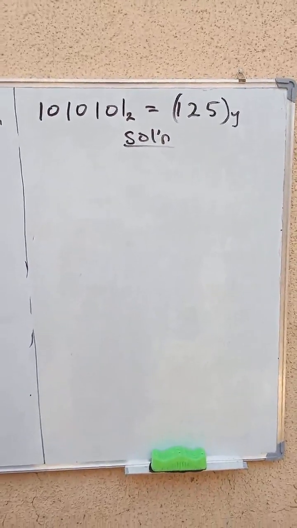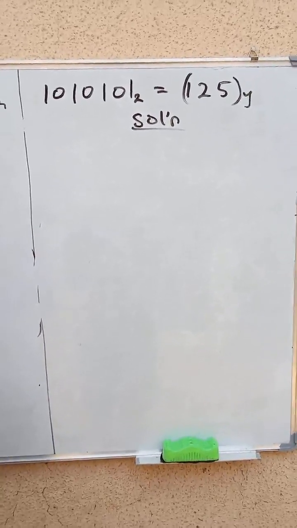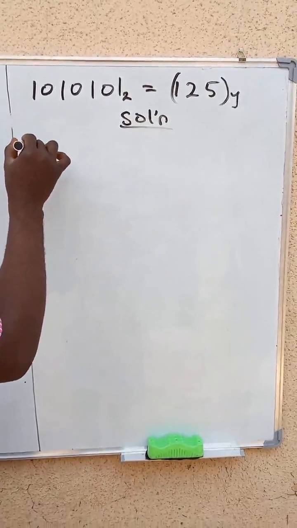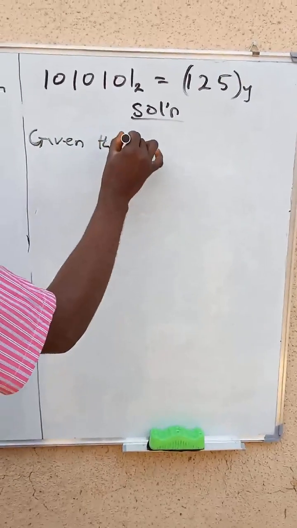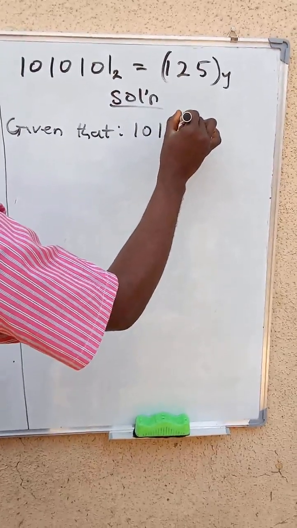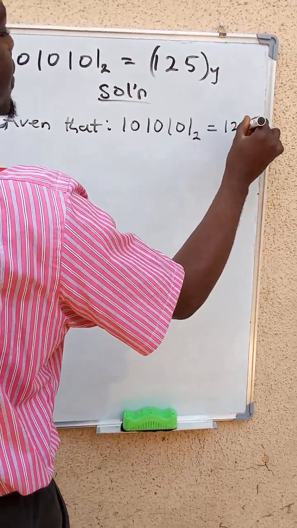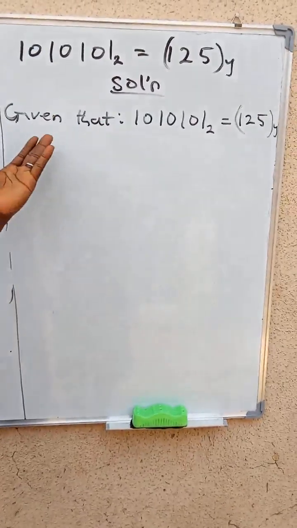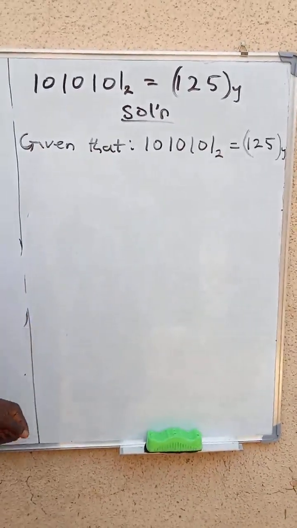Now in this case, it's still the same method that you use here. That is, you bring them out. Given that 1010101 in base 2 is equal to 125 in base y. Now in mathematics, any line matters. As you write 'given that', they know that you know what you are doing. Even if you don't know what you are doing, just write solution and start.